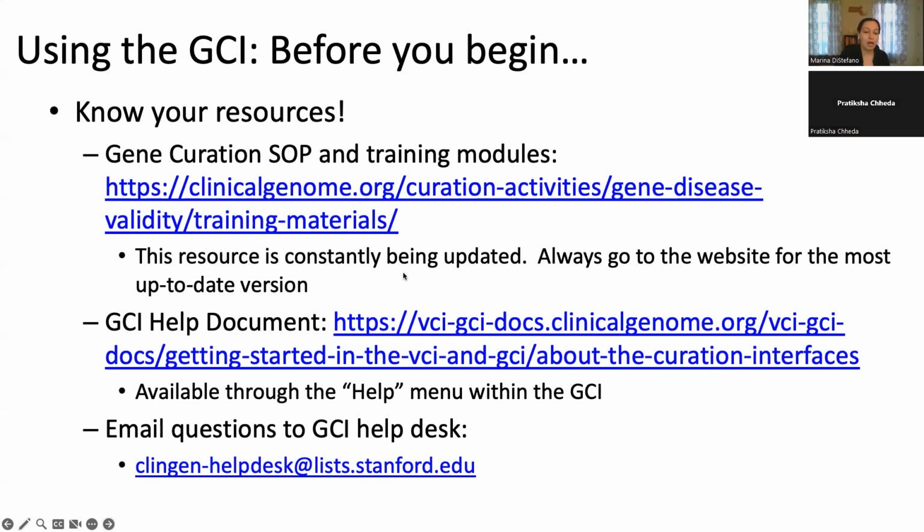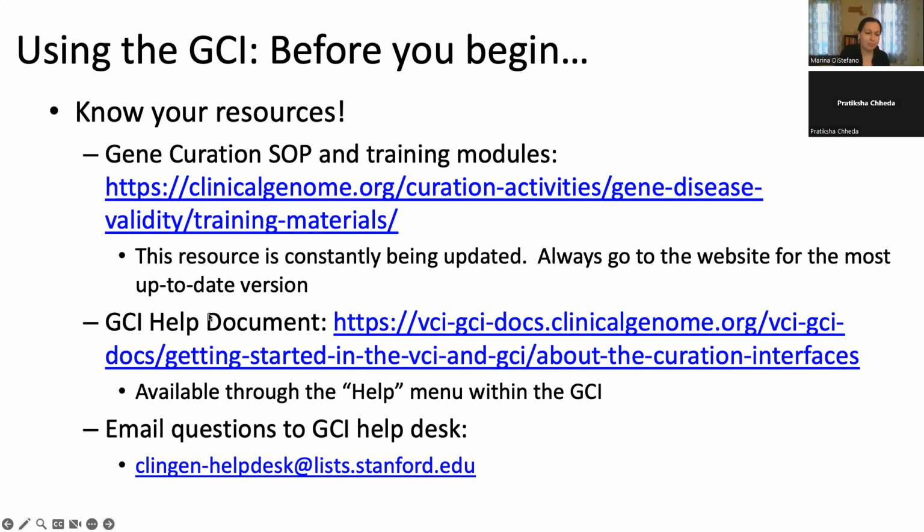We do constantly update the SOP. We try to be reasonable. Usually it's once a year that we make substantial updates and change the versioning, but always go to the website for the most up-to-date version so that you aren't using an old one, for example. We also have help documentation for the gene curation interface, and this can be found in a drop-down menu in the interface, which I'll show you when we have screenshots. It's a help. So you would click it at the top right of the gene curation interface, and there's a drop down to go to the help document.